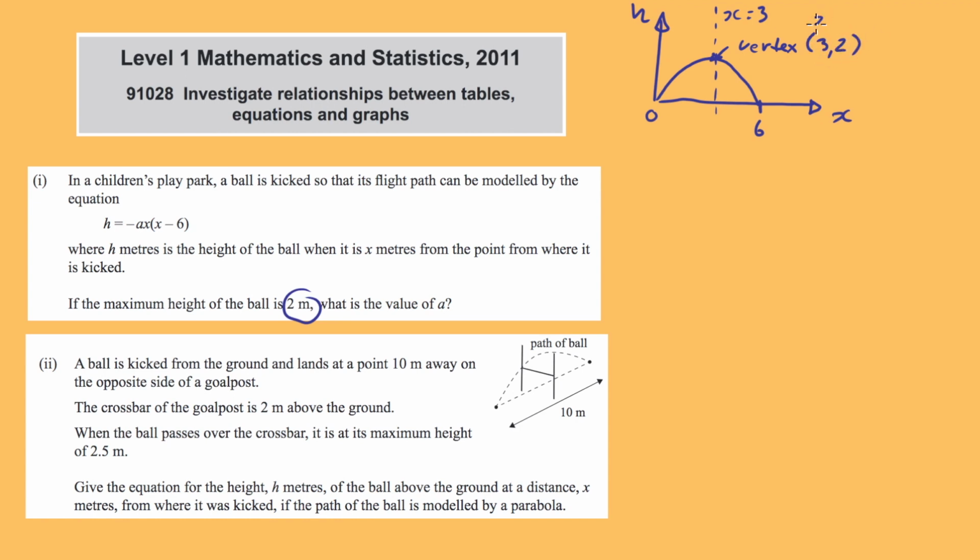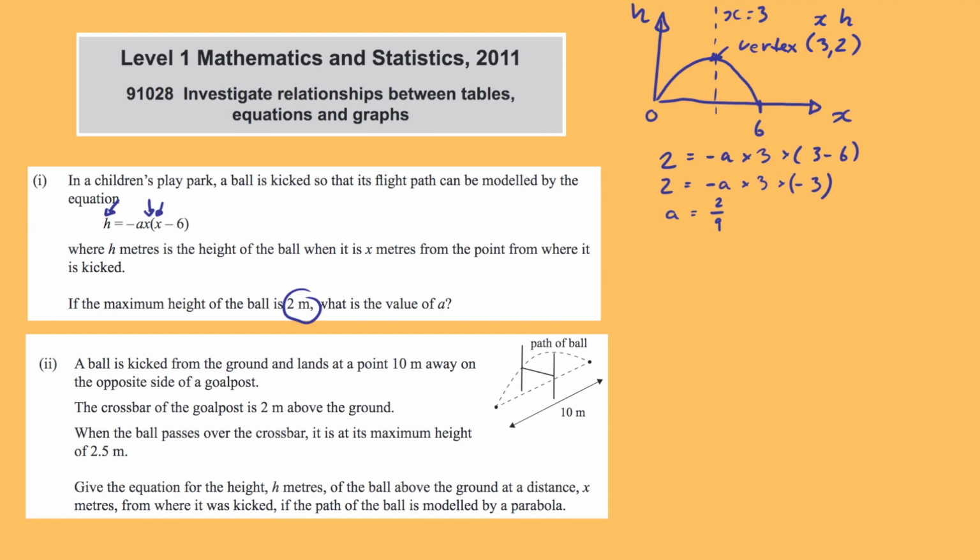Beautiful! We just need to find out the value of a, so we can substitute the coordinates of the vertex in for x and y and solve for a, which is 2 over 9. If you've used your calculator to solve this equation, make sure you write down the precise value rather than a rounded one. 0.2 with a dot on top of the 2 means this figure is repeating.